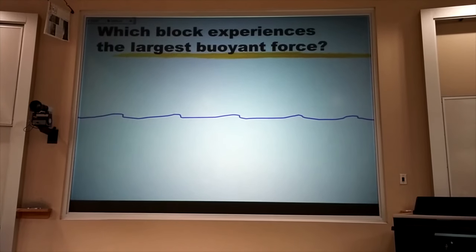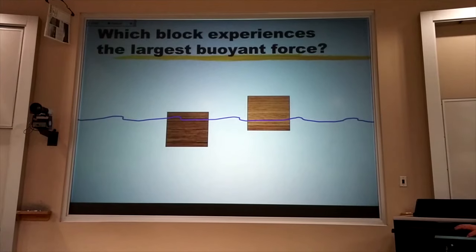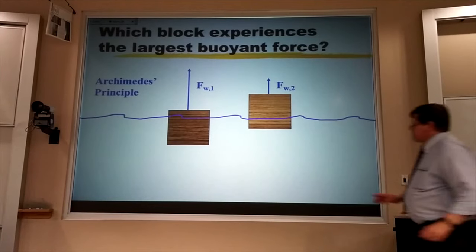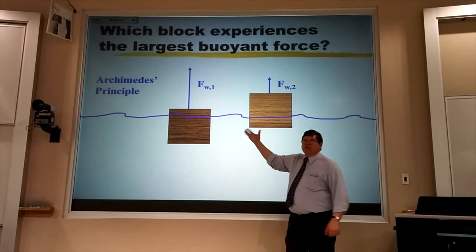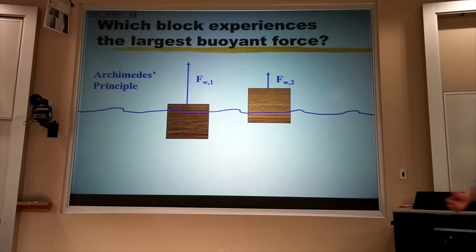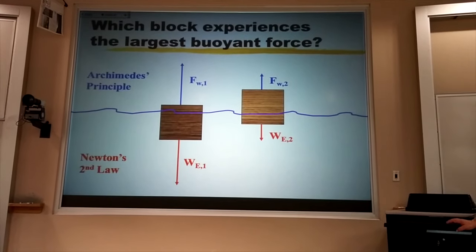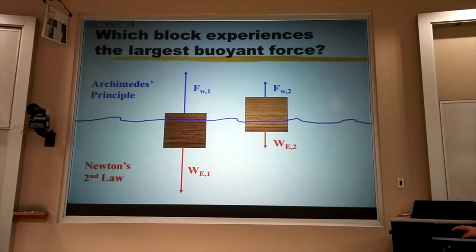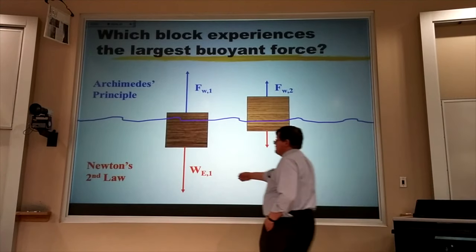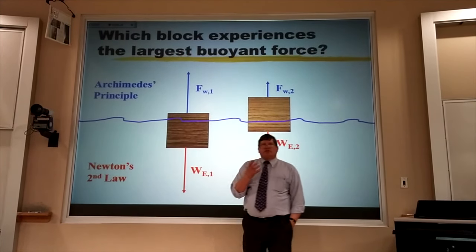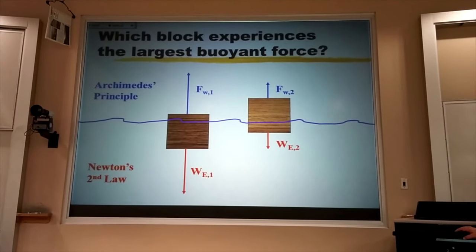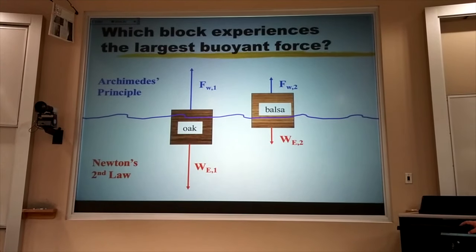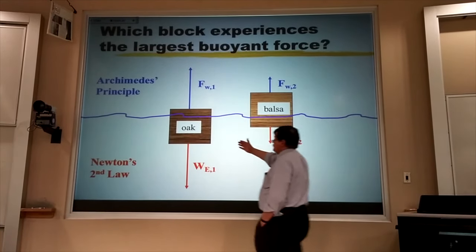Regardless of whether something sinks or floats, the buoyant force is going to be equal to the weight of the liquid displaced. This one is displacing much more liquid than this one, and so it has a much greater buoyant force. By Newton's second law, if they are floating, that buoyant force also has to be equal to the weight of the object. That means that these two blocks cannot be made out of the same kind of wood. The density has to be different for the two. Okay? This has to be a dense wood like oak.